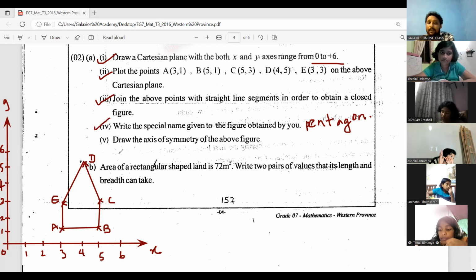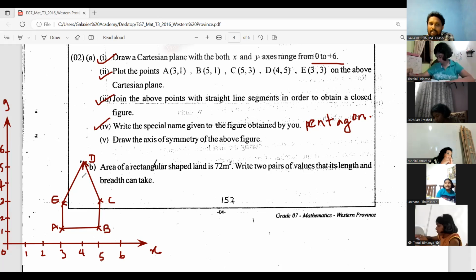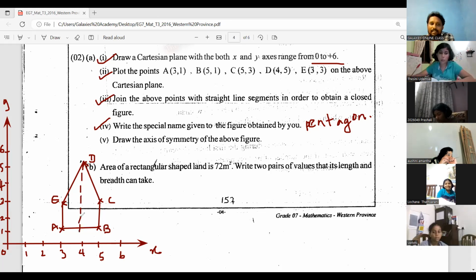Pentagon. Number 5. Draw the axis of symmetry of the above figure. You can see the axis. When you draw the axis, you have to use the dot line using the ruler. My one is not the symmetrical axis, okay? But I will draw it. This is the symmetrical axis.